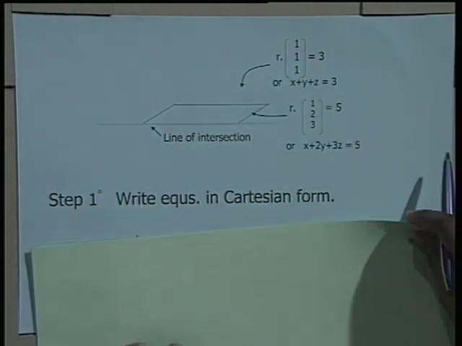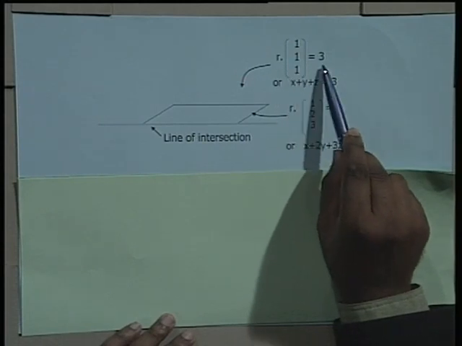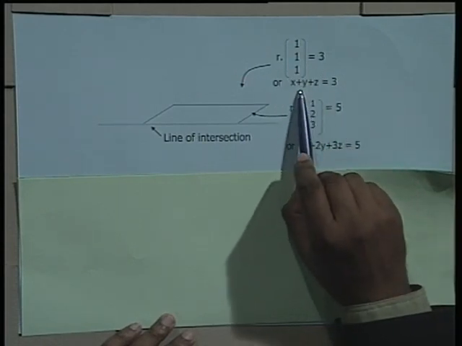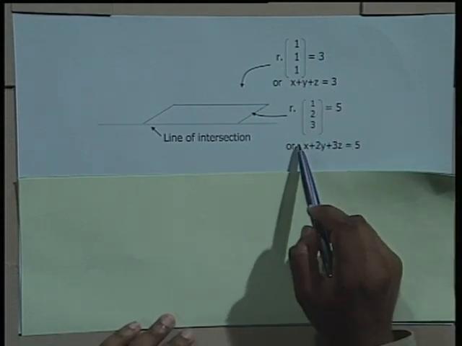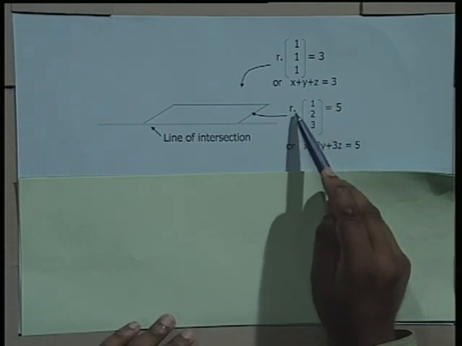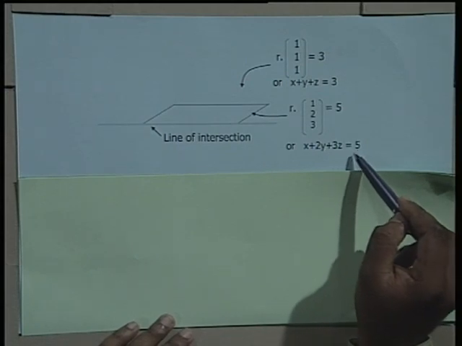Next, we'll see how to find the line of intersection of two planes. Whenever two planes meet, they will have a line in common. How to find the equation of this line? Suppose that we have two planes, the first having equation r · (1, 1, 1) = 3, or expressed in Cartesian form x + y + z = 3, and a second plane having equation r · (1, 2, 3) = 5, or x + 2y + 3z = 5.